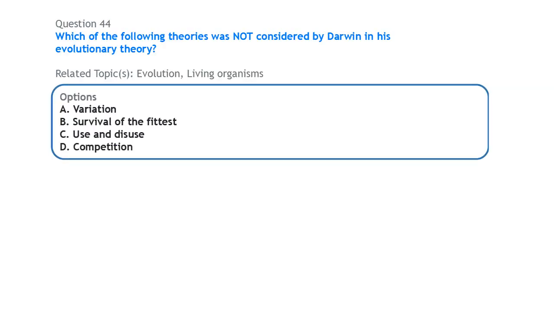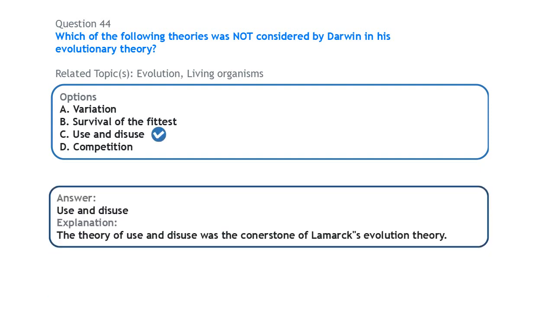Next, on evolution, which of the following theories was not considered by Darwin in his evolutionary theory? Use and disuse was Lamarck's idea of evolution. It was not a cornerstone of Darwin's evolution theory. It was not one of those bases or ideas that were considered in Darwin's evolution theory. The theory of use and disuse was Jean Lamarck's idea.